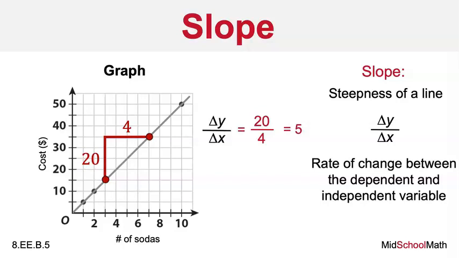This tells us that as the independent variable, or number of sodas, increases by 1, the dependent variable, or cost, increases by 5. No matter which 2 points we picked, we would have gotten the same slope because we have a straight line. We can also find the slope value from a table.